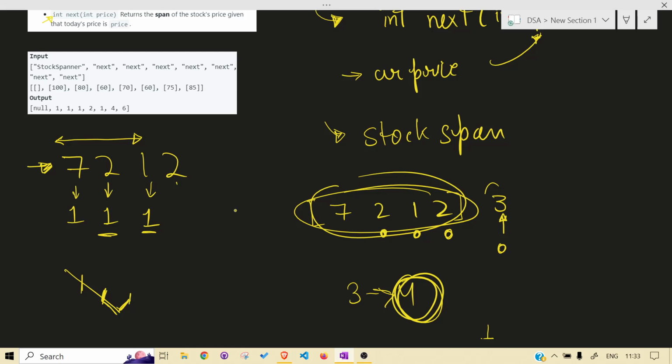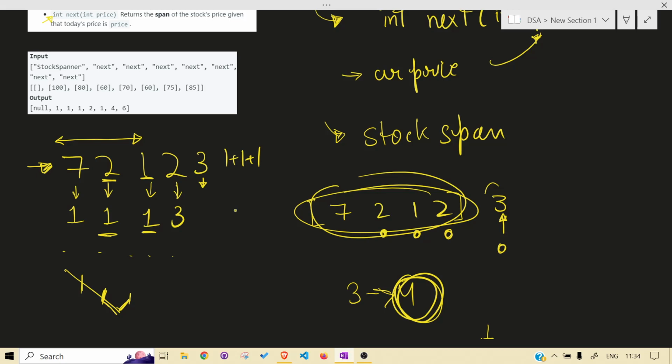So what we will do is this. Stock span of 1 is 1, stock span of 2 is 1, and we have to include the current day itself. So 1 plus 1 plus 1 is 3. That's it. Now if 3 occurs, will you do this again? Will you iterate over 2, 1, 2, 7? No, we need something fast.